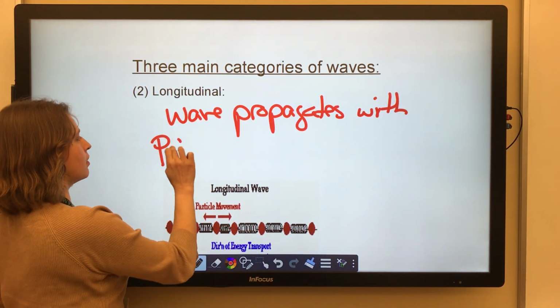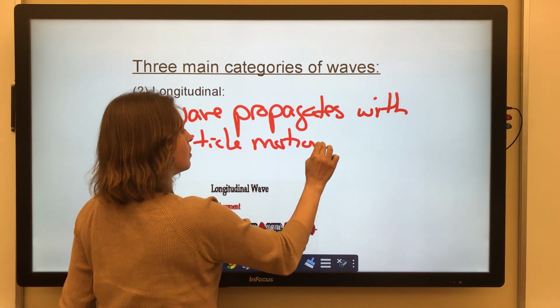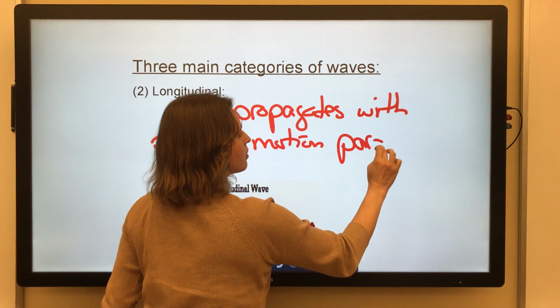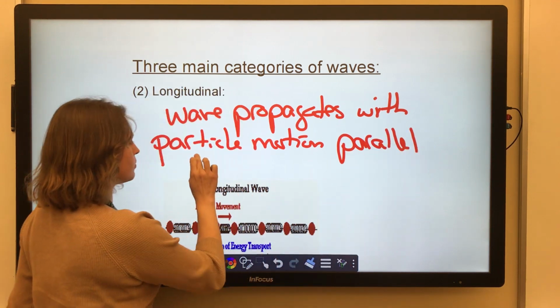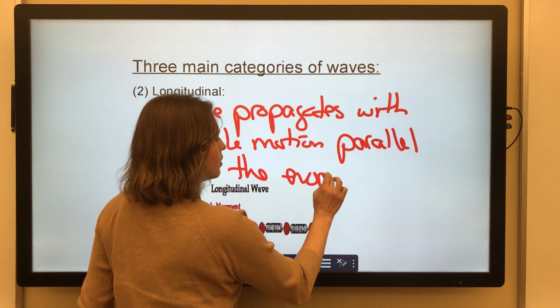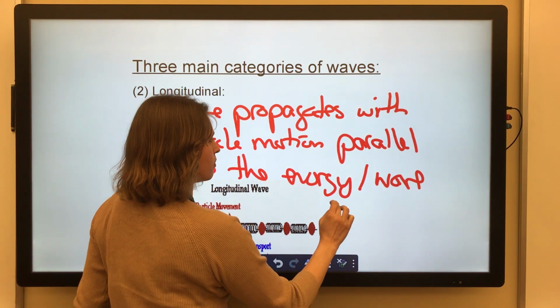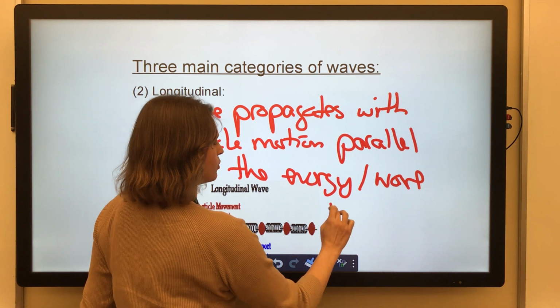with particle motion parallel to the energy or wave motion.